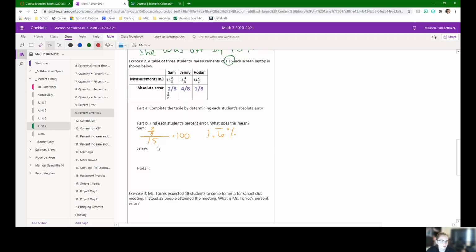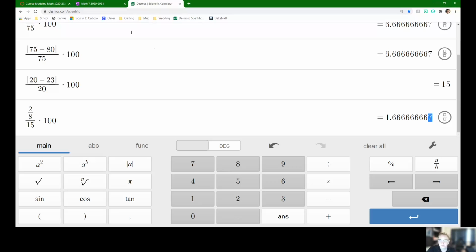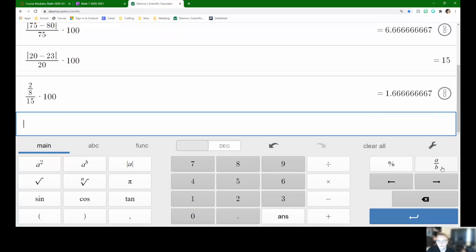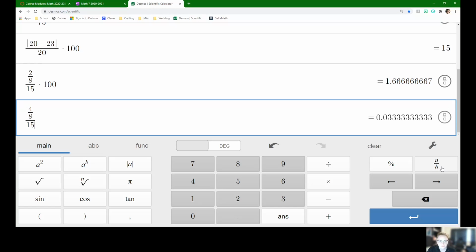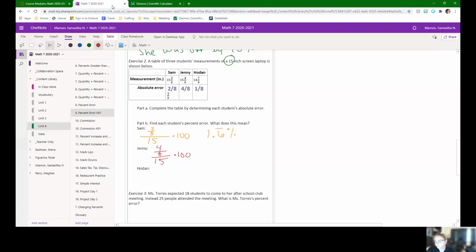Okay, so for Jenny, you should have gotten 4/8 divided by 15 times 100. So we can type this on our calculator. All we're going to do is we're going to type it in 4/8 divided by 15, and then times that whole thing by 100. And we get 3.3 repeating percent.